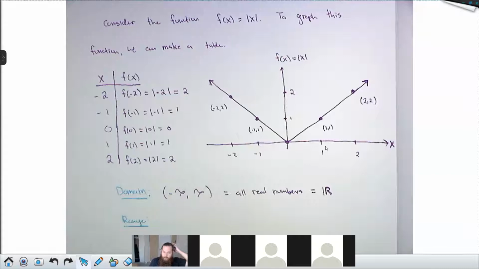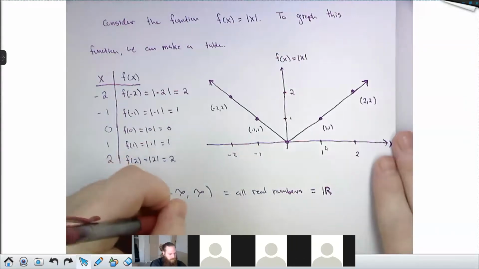Can anybody help me finding the range of this function? What is the set of all outputs? Yeah, thank you, Jacob. 0 to infinity, those are the correct endpoints. I'd like to be really careful about the delimiters. That's the word for parentheses or brackets, the delimiters that we use here. So is 0 a part of the range or not?